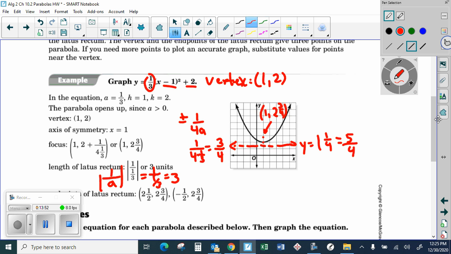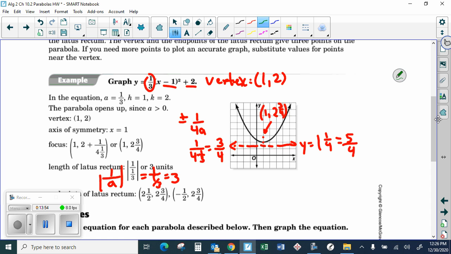So that means from here, I go 1.5 out. That's a total distance of 3. I'm going half each direction, 1.5 out to the left, 1.5 out to the right, and that gives me 2 points. And I already have the vertex, so now I can do my sketch of my graph from there. So that's using the endpoints of the latus rectum to get 2 more points on the parabola.